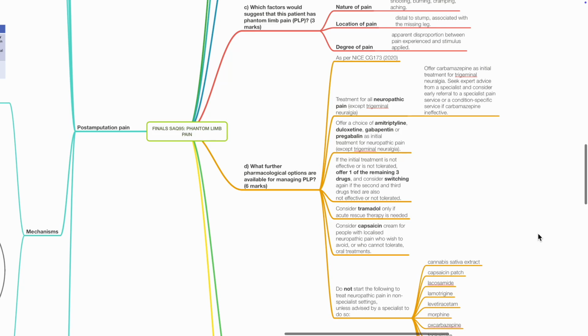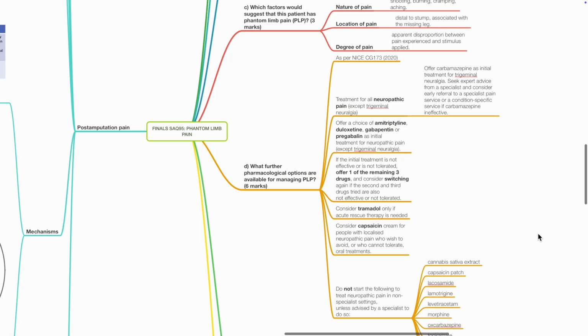As per NICE Guidelines 2020, treatment for all neuropathic pain, except trigeminal neuralgia, whereby carbamazepine is used, offer a choice of amitriptyline, duloxetine, gabapentin, or pregabalin as initial treatment for neuropathic pain, except trigeminal neuralgia. If the initial pain treatment is not effective or not tolerated, offer one of the remaining 3 drugs, and consider switching again if the second and third drugs tried are also not effective or not tolerated.